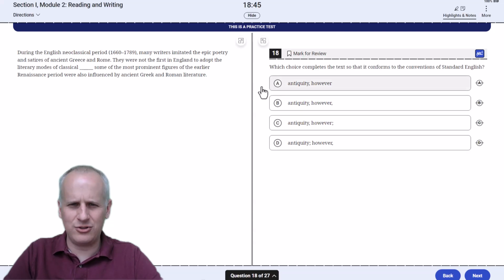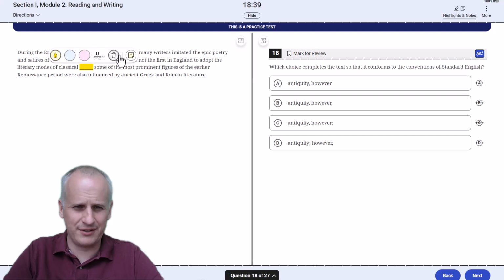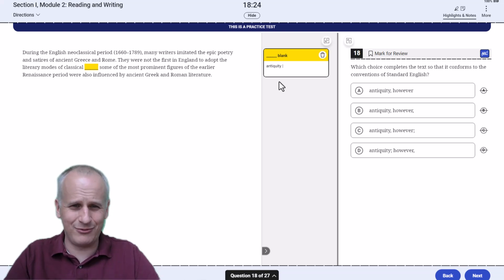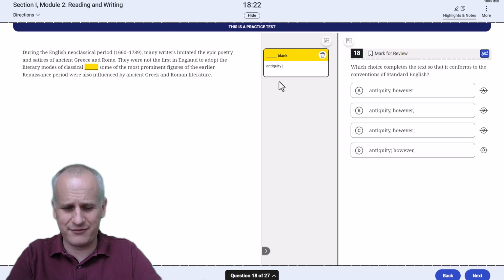Moving backward to number 18 here, we have pretty much the same concept. So we're going to open this up. We're going to put our little vertical line. And again, we can just jump right into reading from they. They were not the first in England to adopt the literary modes of classical antiquity. If I just think about that, we've got they were not. That's a subject verb pair. So this is a complete idea.